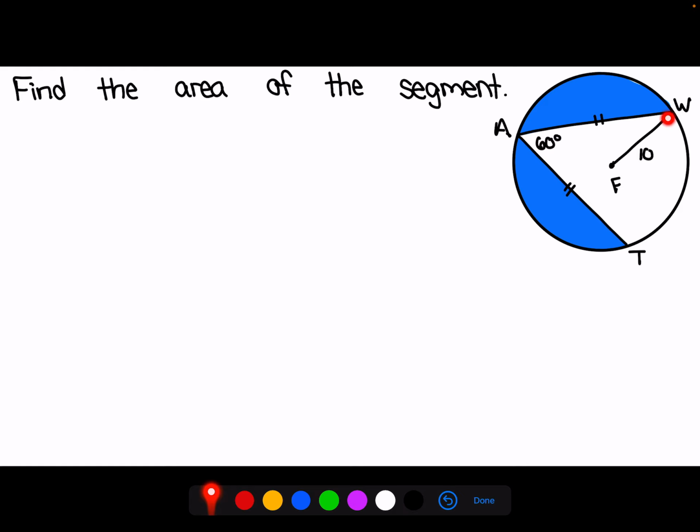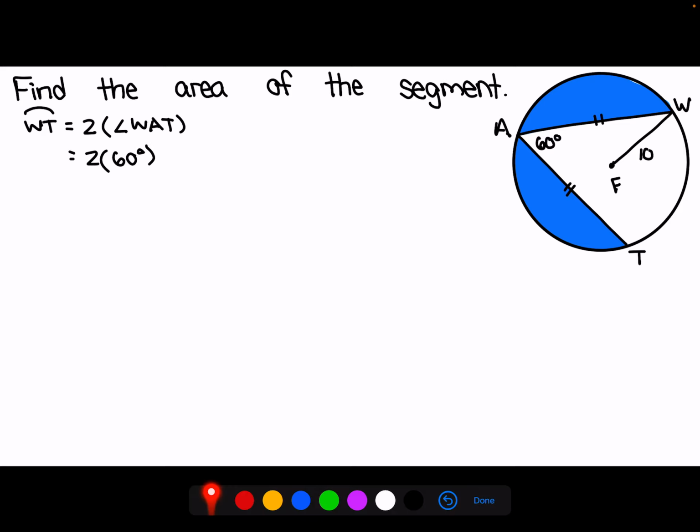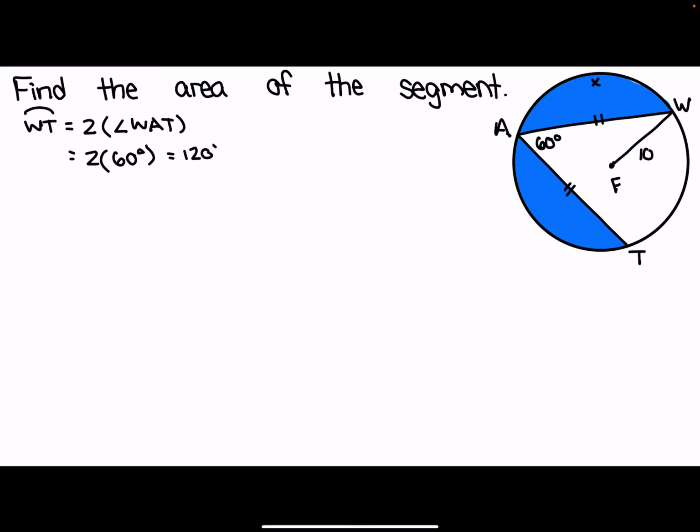The first thing that I'm going to do is I'm going to find arc WT. Now, arc WT should be double the angle that is facing it. So, of course, I see angle WAT is on the triangle, so it's an inscribed angle. So angle WAT is going to be half of what arc WT would be. So if WAT is 60 degrees, arc WT should be double that, or 120 degrees.